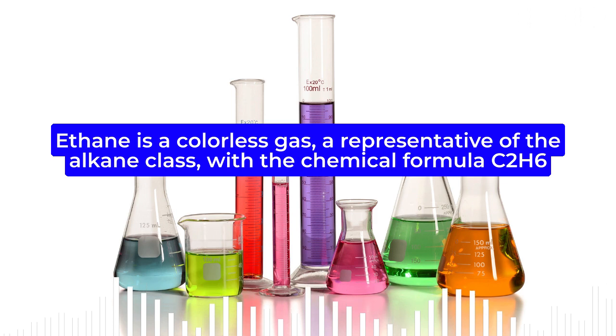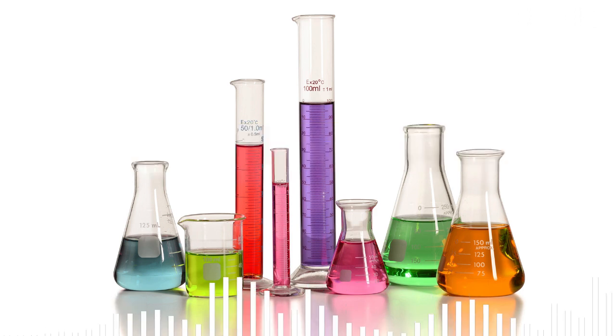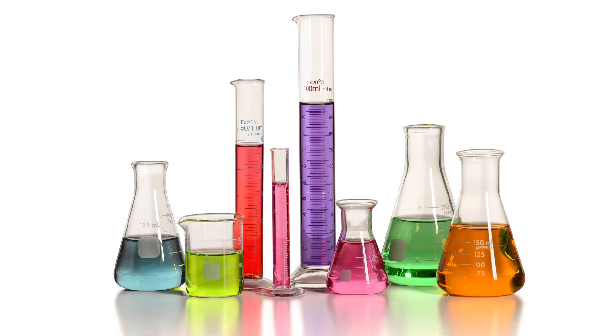Ethane is a colorless gas, a representative of the alkane class, with the chemical formula C2H6. Ethylene is also a colorless gas, but, unlike ethane, it is hardly present in nature. This substance is the simplest representative of the class of alkenes related to alkanes, that is, hydrocarbons in which there is a double bond in the molecule. Practically insoluble in water, while soluble in acetone, some ethers.